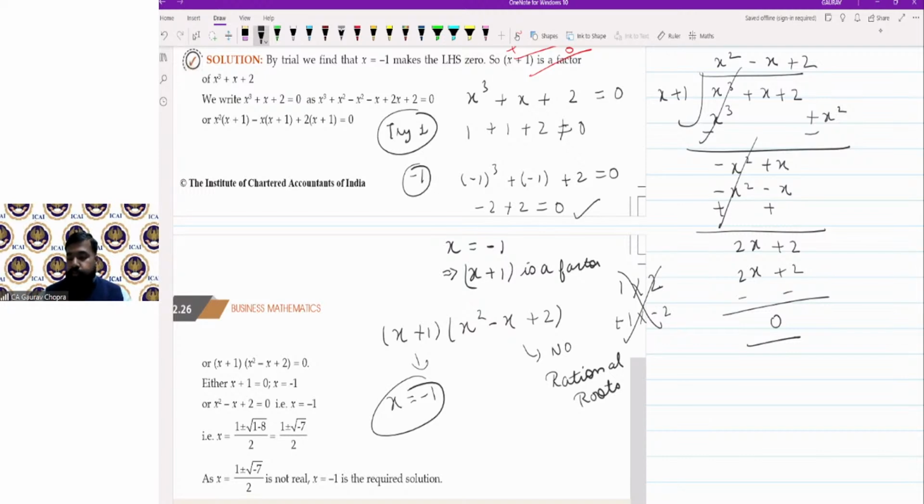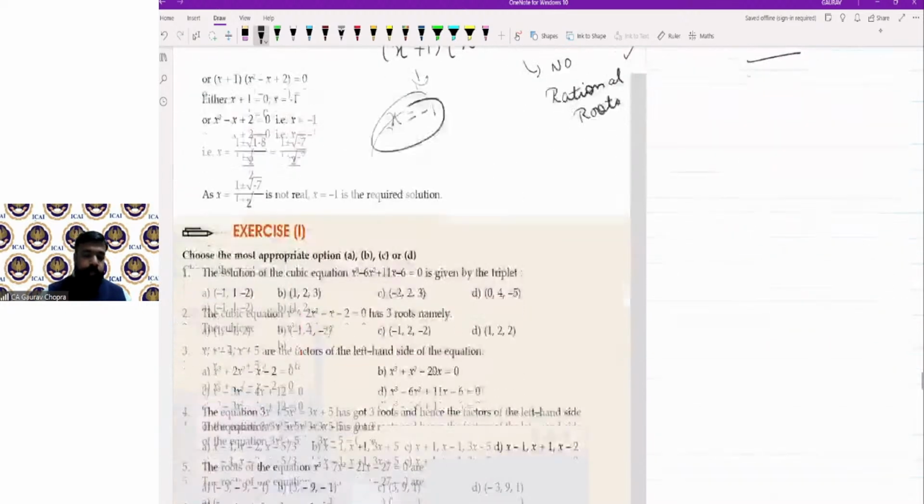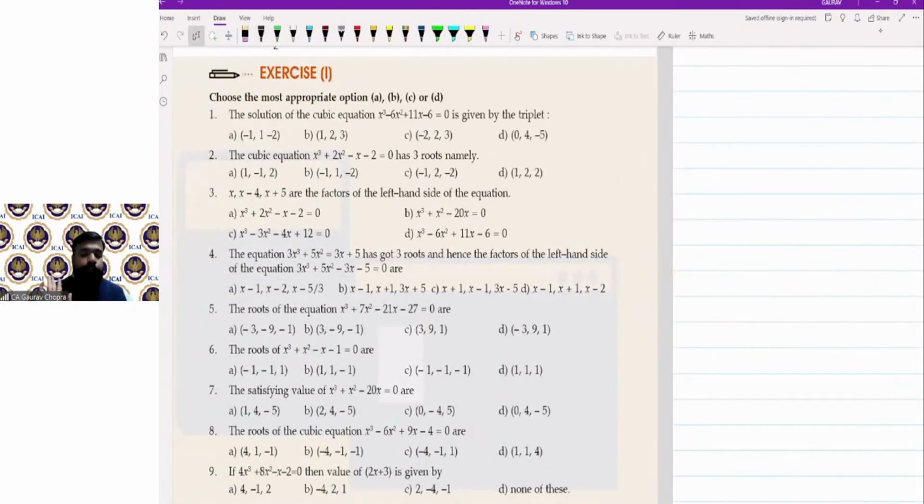Okay, everybody. Now you have to try using options. Question number first. Let's see who answers first. Question number first. You have to check which of the options is correct.